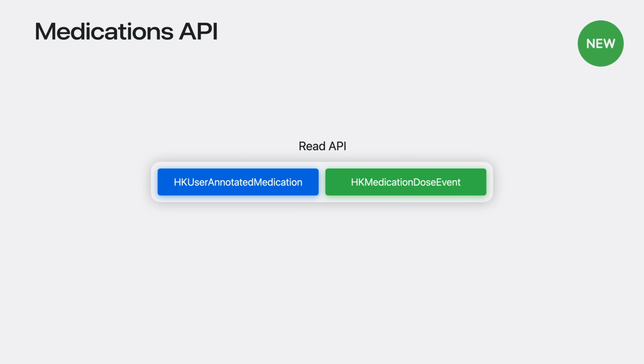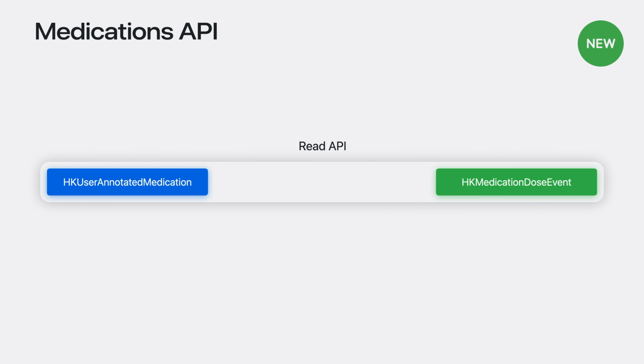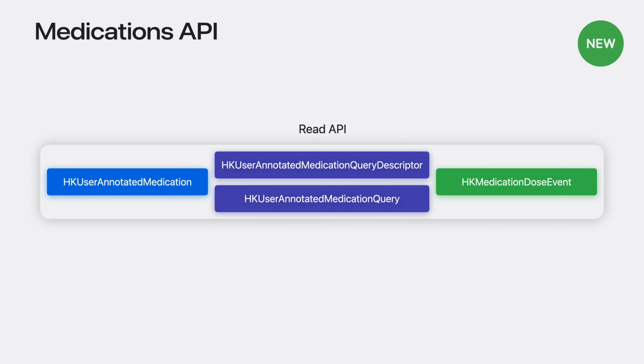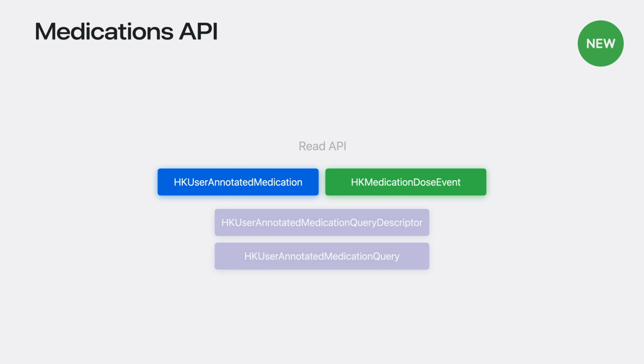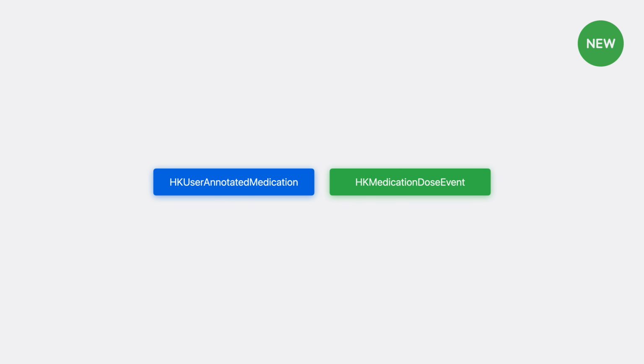Your app uses query descriptors and HKQueries to fetch data from HealthKit, and we're introducing a new query descriptor and a new HKQuery to fetch medications. These are named HKUserAnnotatedMedicationQueryDescriptor and HKUserAnnotatedMedicationQuery. First, I'm going to hone in on the two objects that represent medications and dose events.